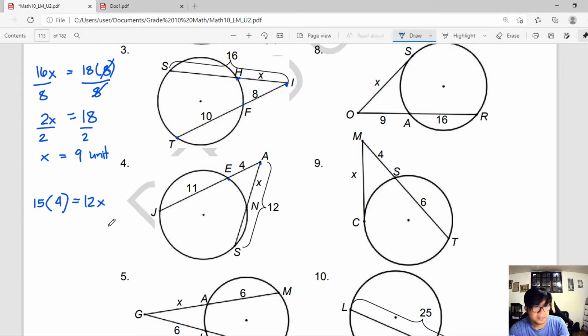We will multiply 15 times 4, which is 15, 30, 45, 60. So 60 is equal to 12x. Divide both sides by 12. So x is equal to 60 divided by 12, which is 5. 5 units.